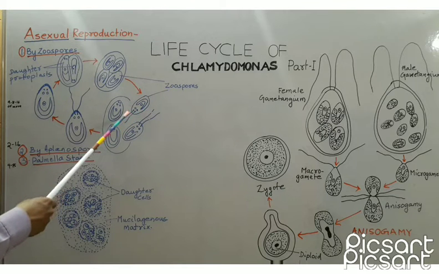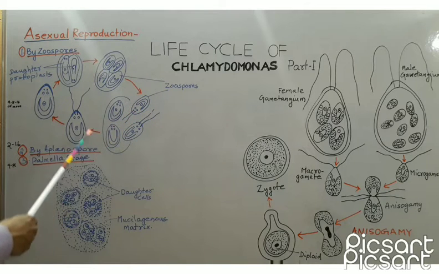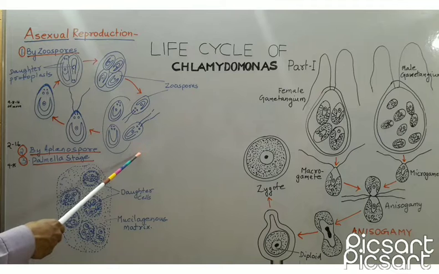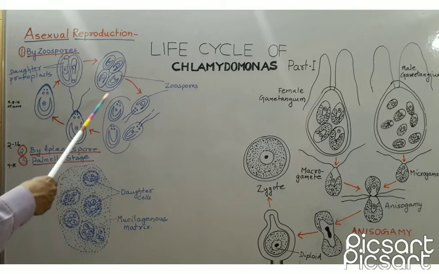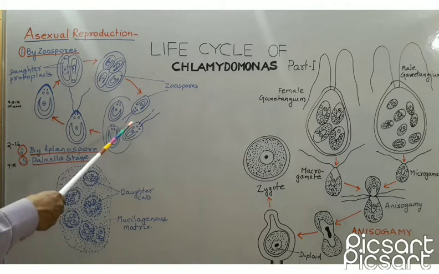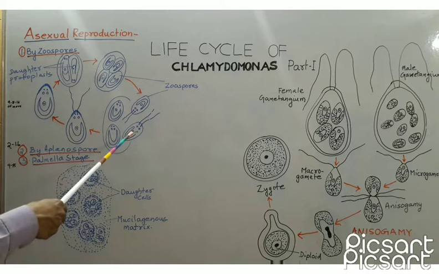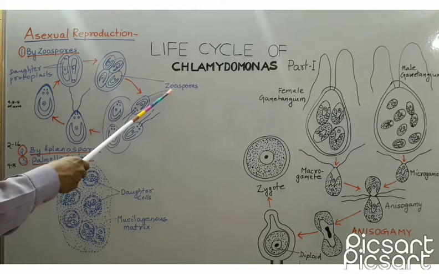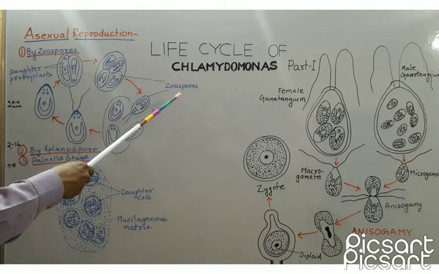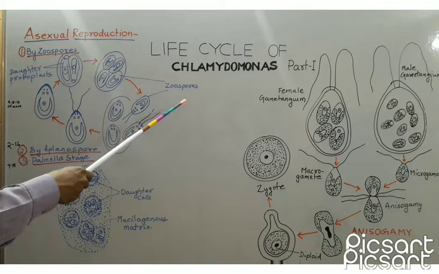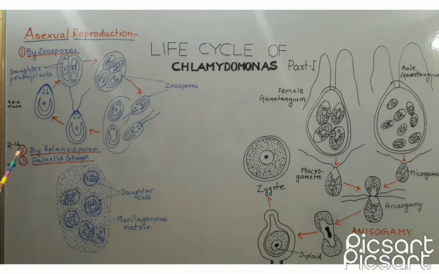The zoospores are released from the parent Chlamydomonas cell either due to gelatinization of the cell wall or due to rupture of the cell wall. The zoospores can grow and form a new Chlamydomonas. Second is aplanospore formation. Asexual reproduction by aplanospores occurs when the condition is not favorable.